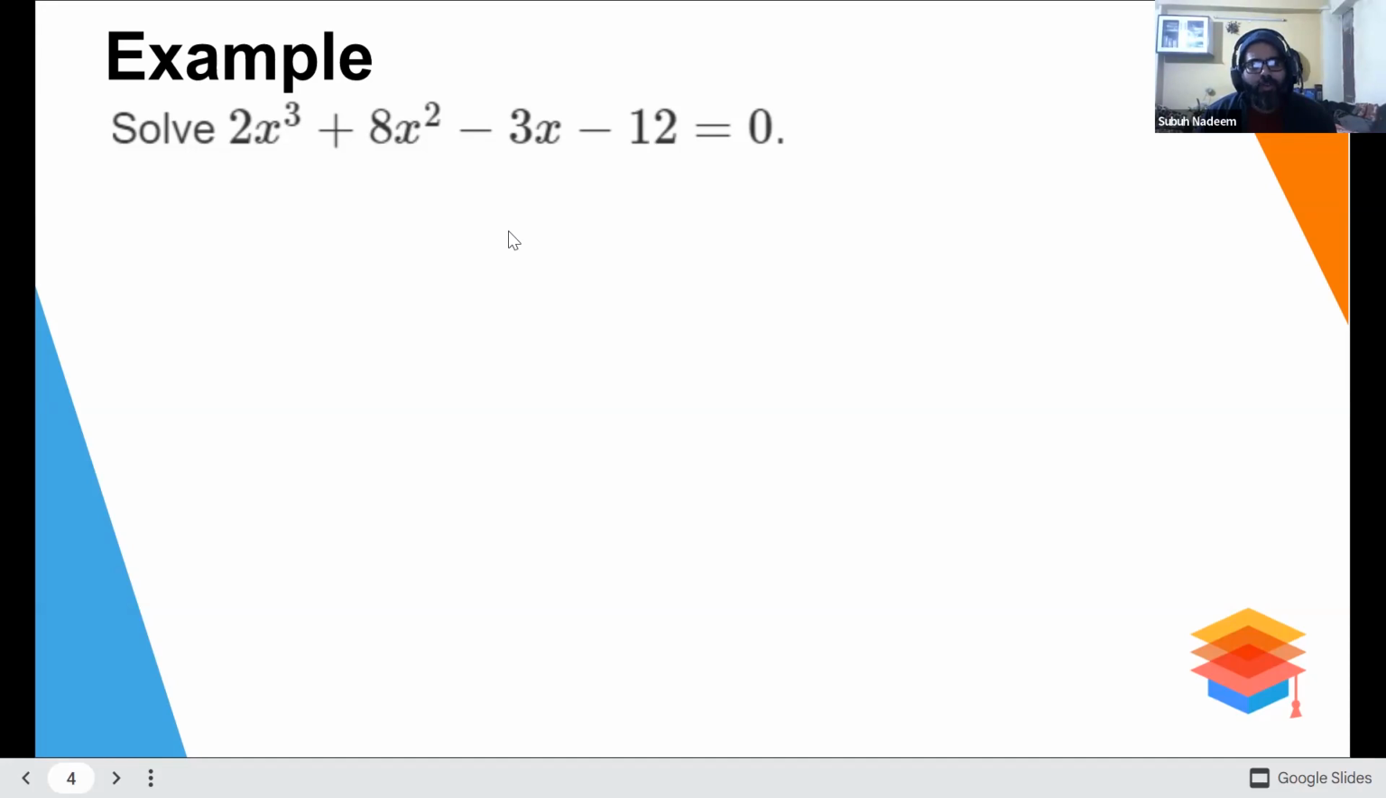Among these, we have to find any one root by seeing which is satisfying it. So it will be plus or minus 1 by 2, plus or minus 2 by 2, plus or minus 3 by 2, plus or minus 4 by 2, plus or minus 6 by 2, plus or minus 12 by 2. This is how we were doing yesterday, no? First, we take the factors of 12. One second, let me share.